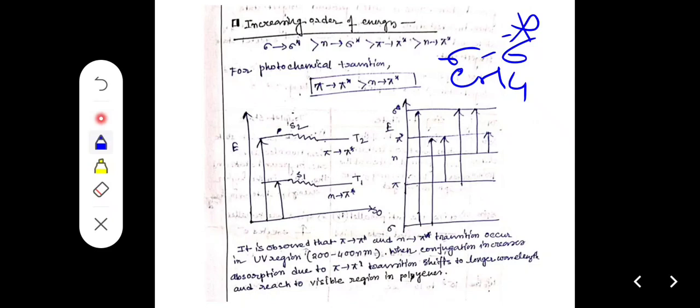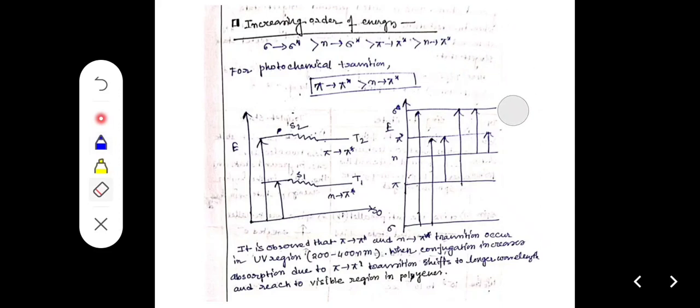Again, coming to CH4, there are no lone pairs present. Carbon and hydrogen both have no lone pairs, so there are no non-bonding electrons. So non-bonding to pi star and non-bonding to sigma star are not possible. So there is only one kind of transition possible, that is sigma to sigma star.